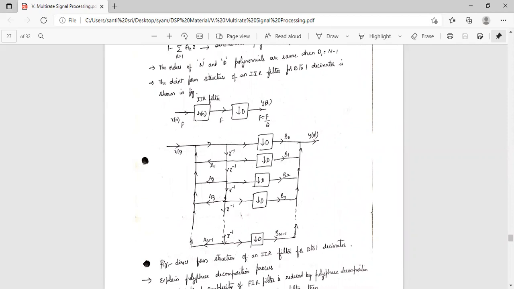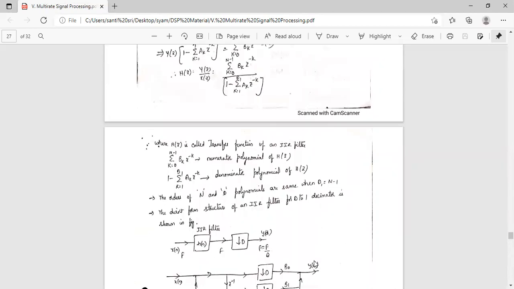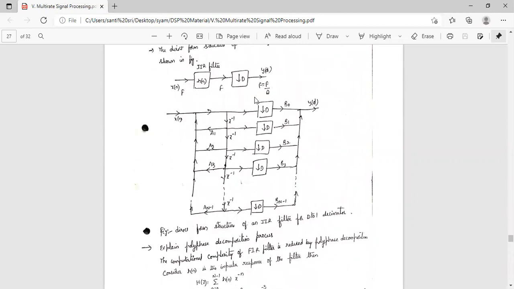So this is the direct form structure of an IIR filter for a D21 decimator. For this one, we have drawn the direct form structure.